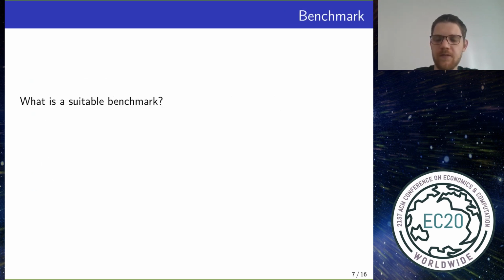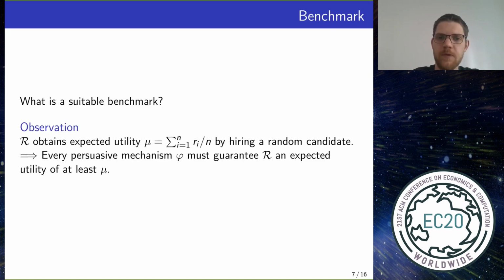Now, this leads us to the question what a suitable benchmark might be. One could think that as we are trying to optimize the sender utility, it would be good to compare it to the best candidate for the sender. But unfortunately, this isn't a very good benchmark, as we can see through this observation. Whenever the receiver does not take into account what the sender tells him, he can just take a random candidate and receive an expected utility of mu, which is the expected utility of a random candidate.